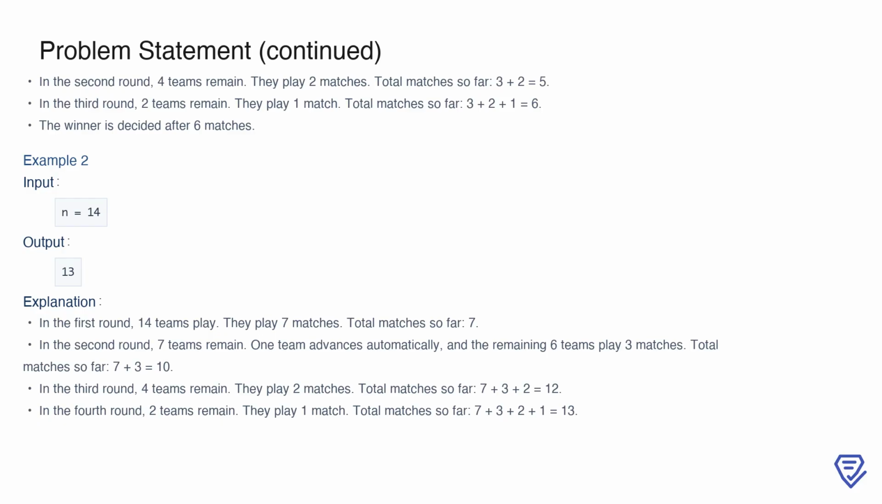Let's look at another example to reinforce this concept. If n is 14, the tournament starts with 14 teams. In the first round, since the number is even, all teams are paired off, and 7 matches are played, resulting in 7 teams advancing to the next round. The total matches at this stage are 7.